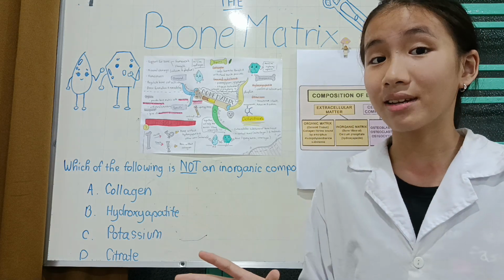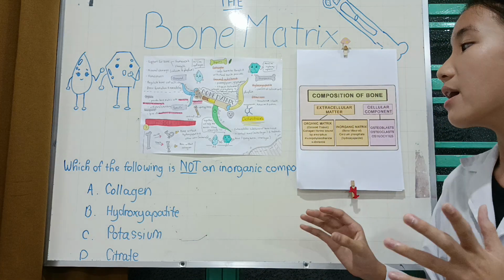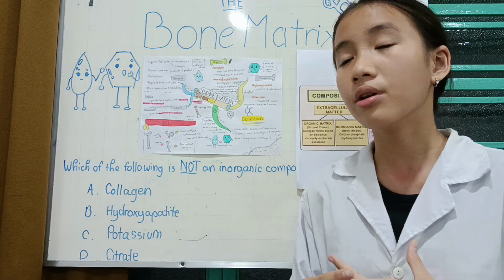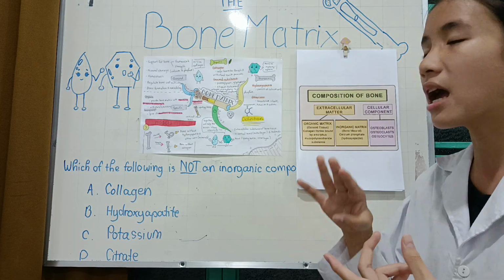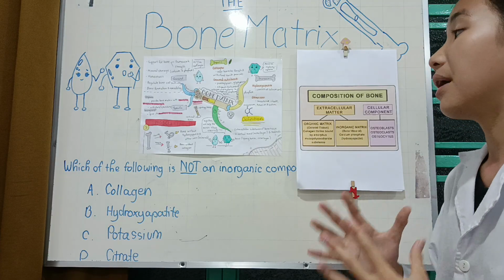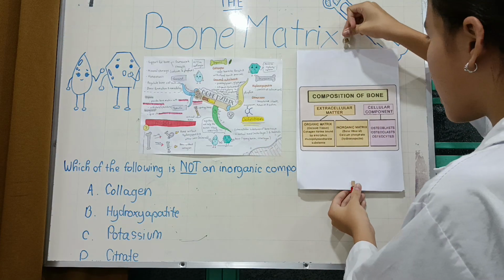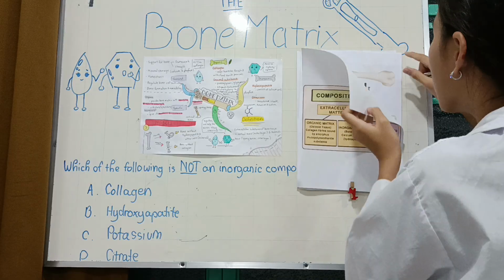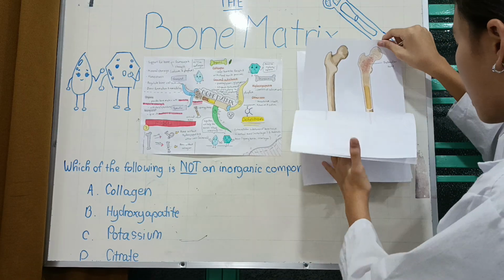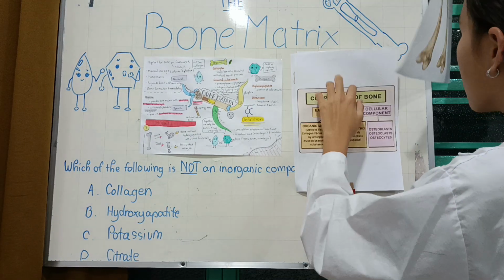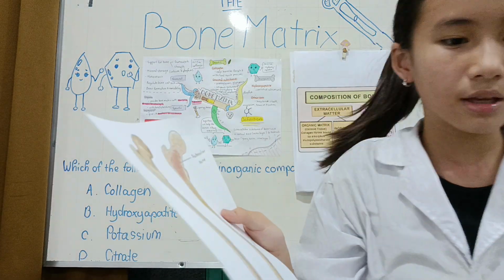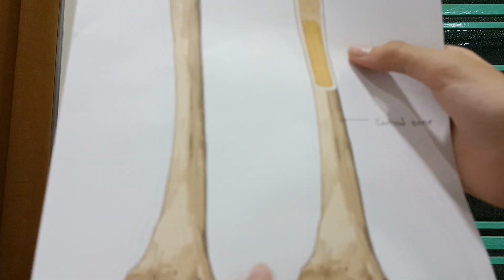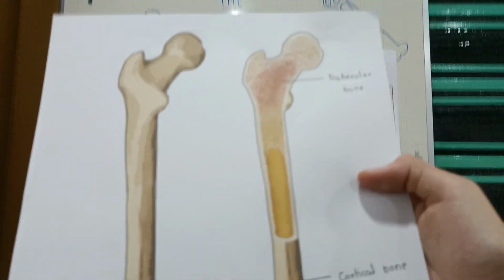Now, where is it located? Well, the bone matrix is located in the cortical bone, which is the outer layer, and the trabecular bone, which is the spongy inner layer of the bone. So the cortical bone, let me give you a picture of it. The cortical bone is this hard bone outside.